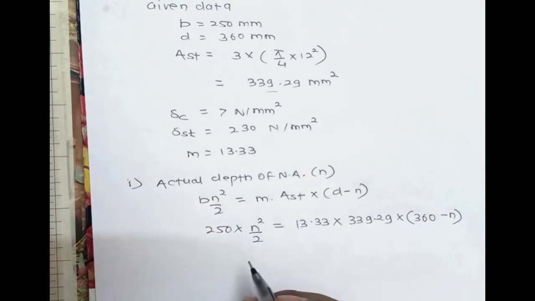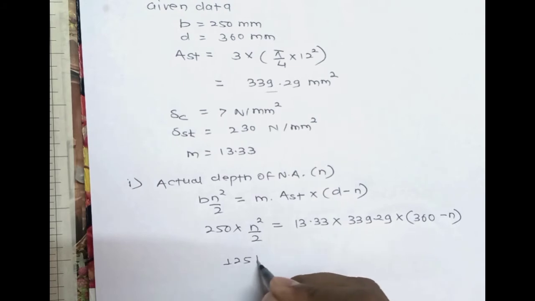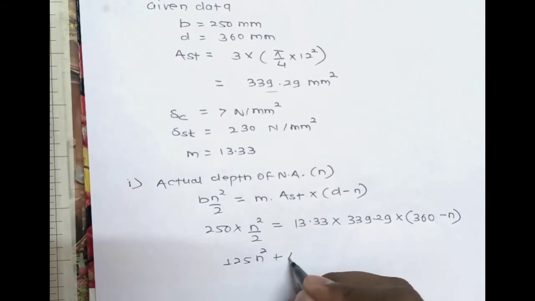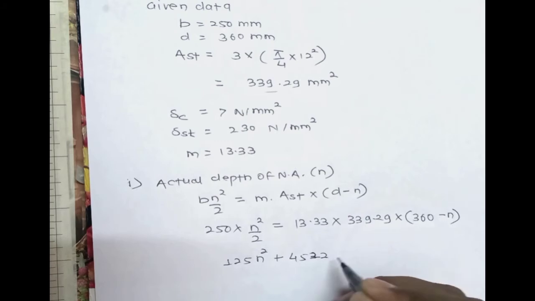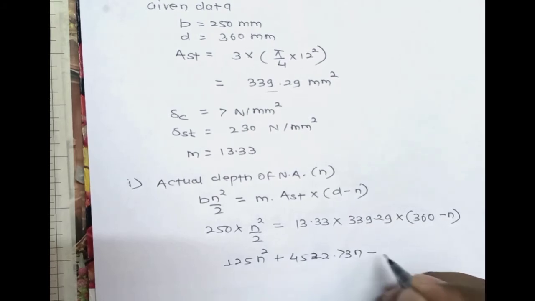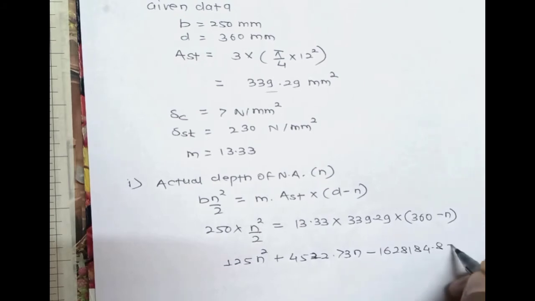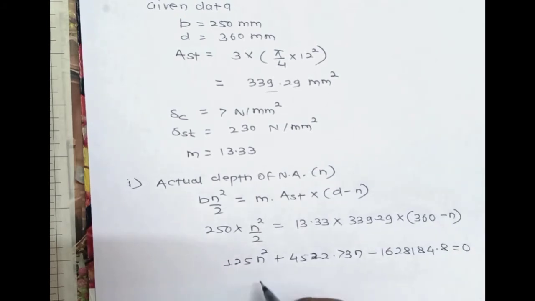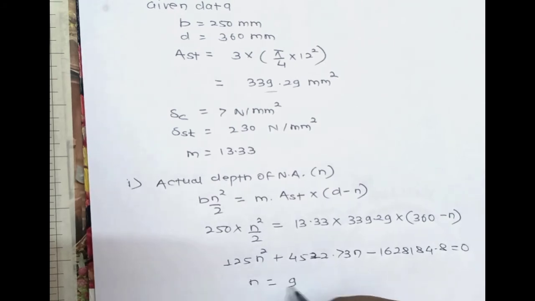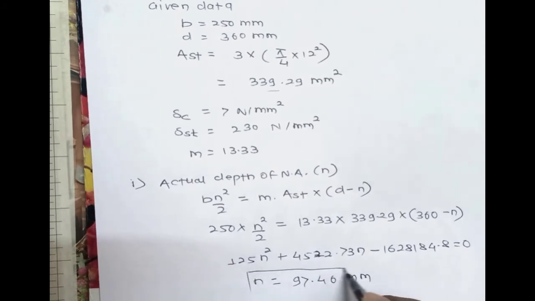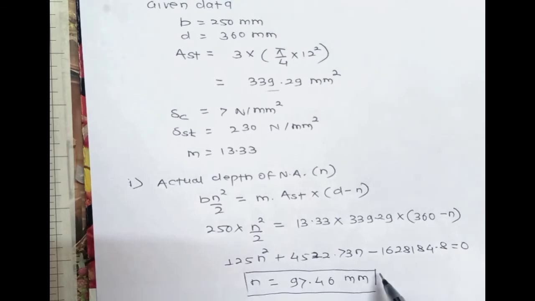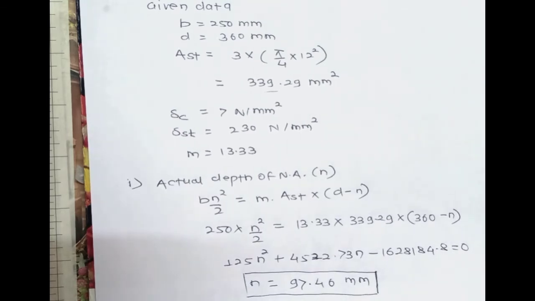Now after calculating this, you will get the equation: 125 n squared plus 422.73 n minus 8184.8 equals 0. Solve this equation in the calculator and you will get the value of n, that is 97.46 mm. So we have calculated the actual depth of neutral axis.